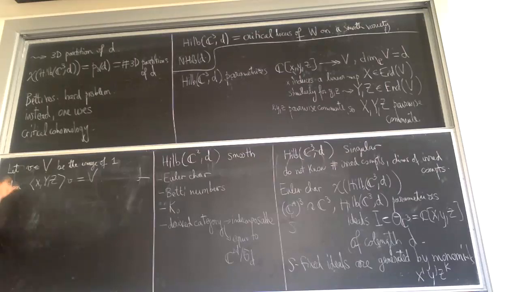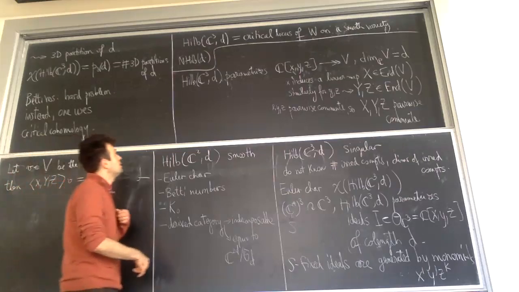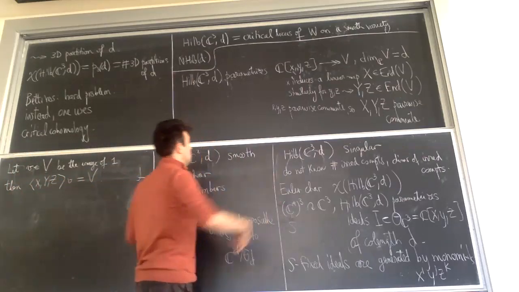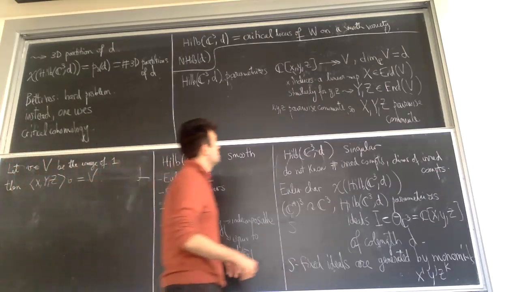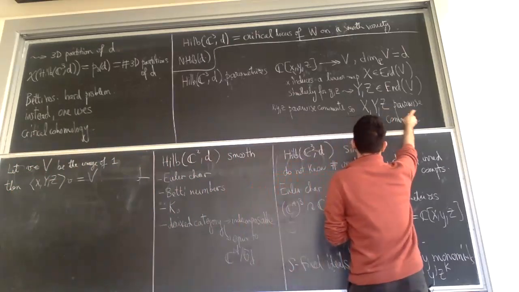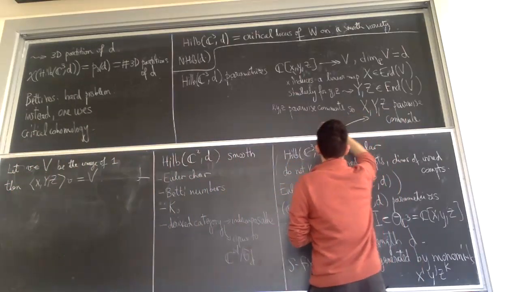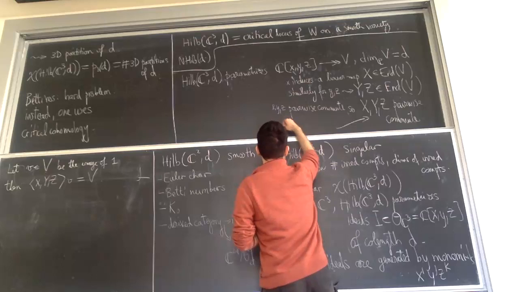Okay, so the Hilbert scheme of D points on C3 can be described using these endomorphisms of V that pairwise commute and this extra choice of an element in V which generates the vector space V under the action of X, Y, and Z. So the condition that makes this space singular is this pairwise commutativity condition. So this introduces singularities.